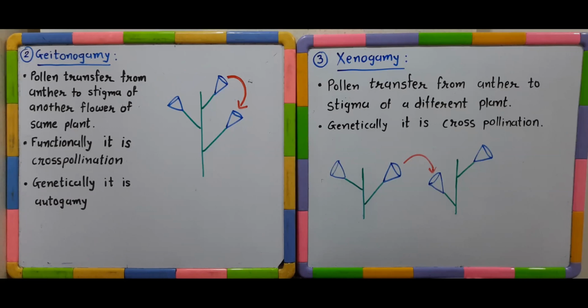Third option available, xenogamy. Between two different plants, the pollination is taking place. The pollen is transferred from the anther to the stigma of a flower found on another plant. Obviously there are two possibilities here. For successful fertilization, the other plant should be of the same species. Otherwise it's a meaningless transfer. So for a successful xenogamy, pollen should be transferred from the anther in the flower of one plant to the stigma in the flower of another plant that belongs to the same species.